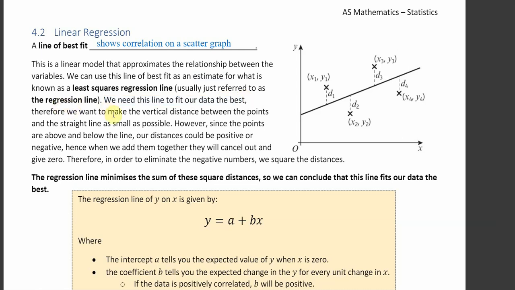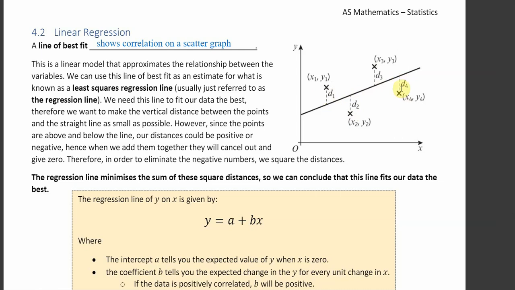Therefore, we want to make the vertical distance between the points and the straight line as small as possible. So these vertical distances here, we want to minimize those, keep them as small as possible. However, the points are above and below the line, so when you draw a line of best fit, if it's a good one, you'll have some points above the line, some points below the line. So our distances could be positive or negative.